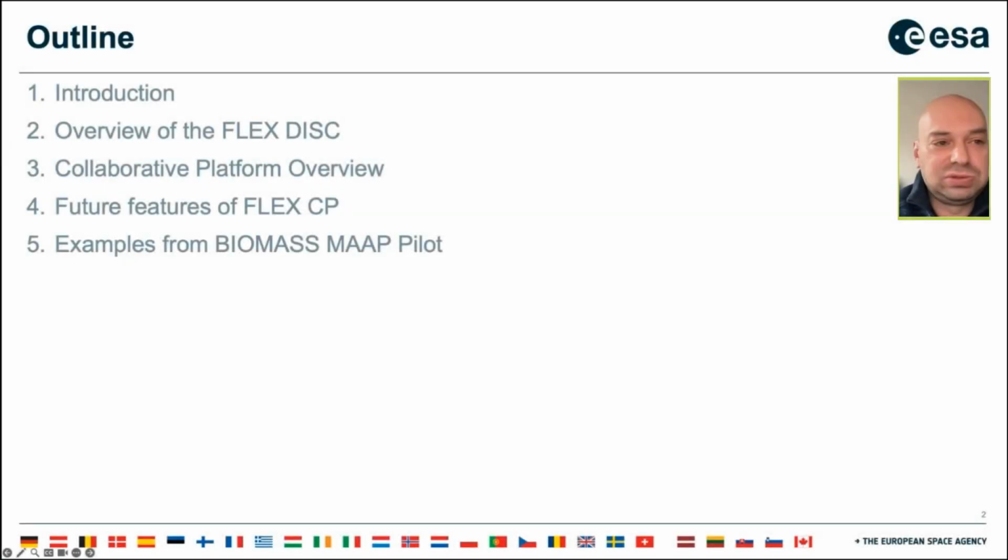I structured my presentation into 5 sections, as you can see on the screen. First, I will make a short introduction where I will give a bit of the context on what my group, so my section in ESRIN, is doing, and a bit of background on the Flex mission for those of you who have missed the very nice talk that Matthias Drusch gave in the first webinar. I will give you an overview of the framework where the collaborative platform will be developed, what features you can expect from the Flex collaborative platform, and as I was talking before, I will give you some examples from the Biomass map.